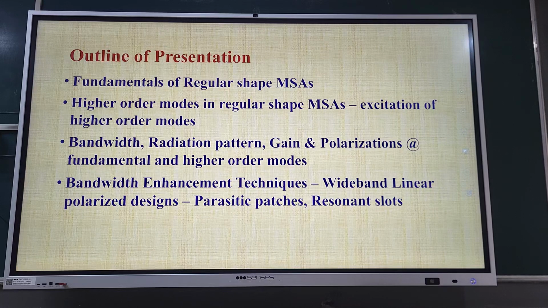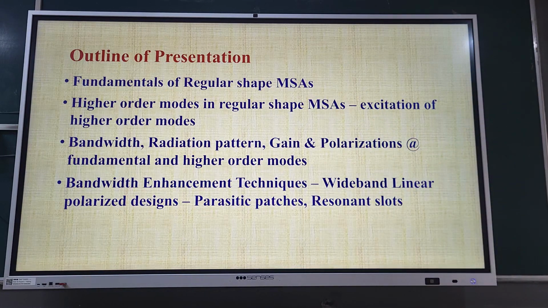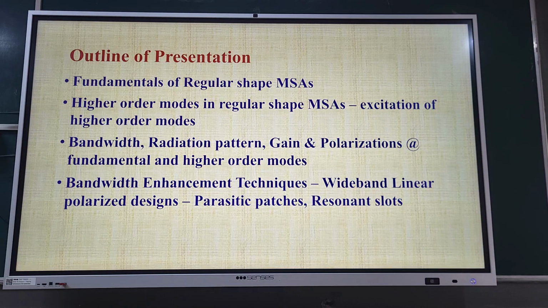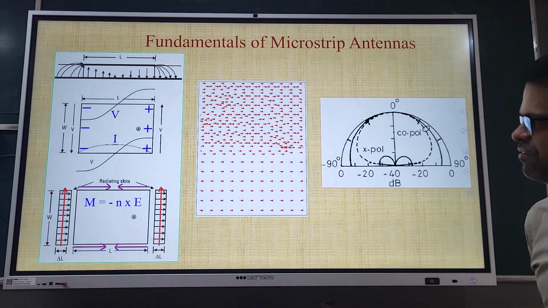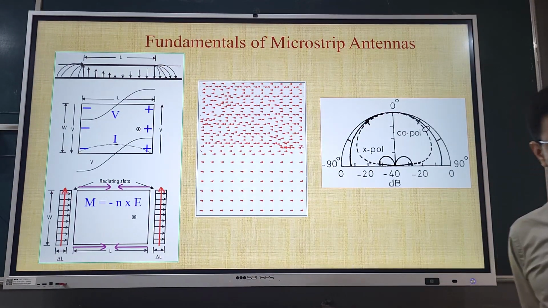Okay. Now in the flow, first I'll be talking about the fundamental and then basically the higher order modes of the regular shape MSA. Later part we'll do the broadband designs. Okay, this we have already done. In fact, this I was mentioning, M is equal to minus of n cross E.